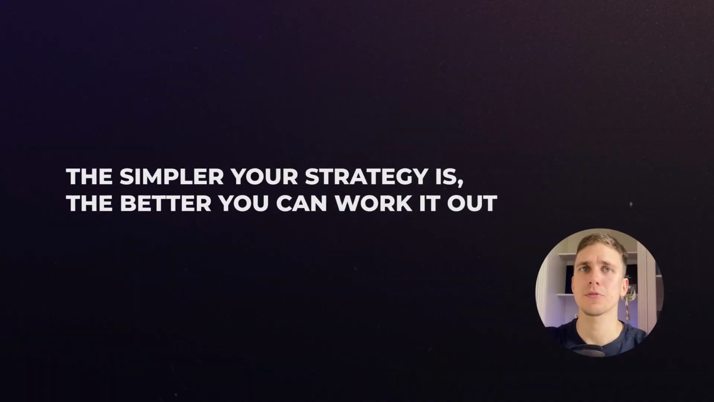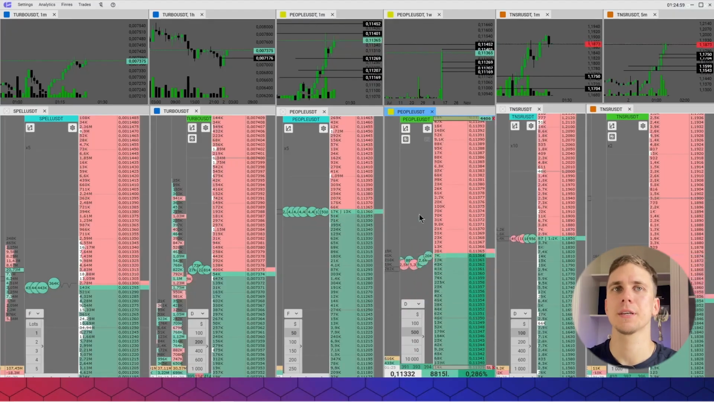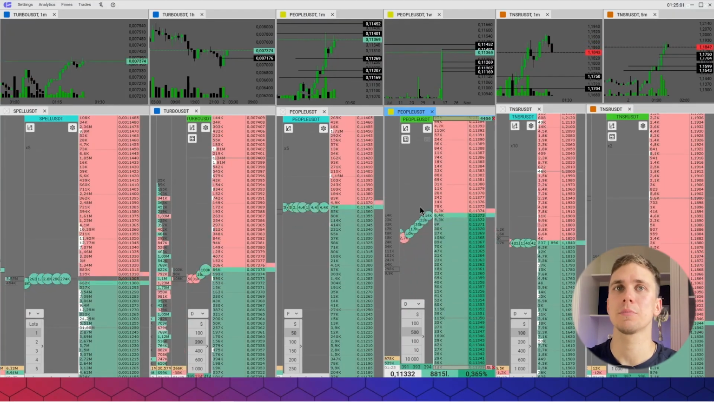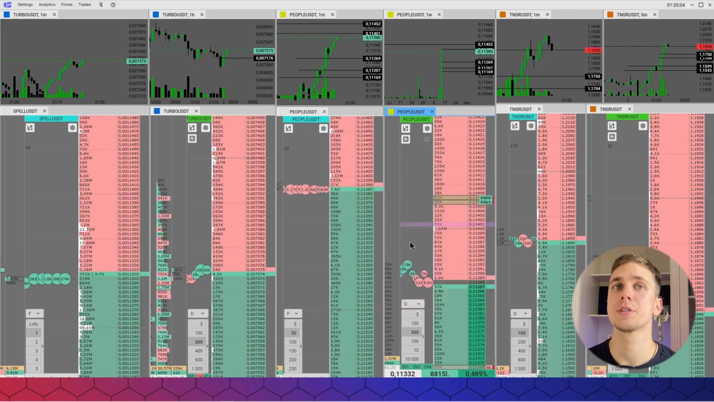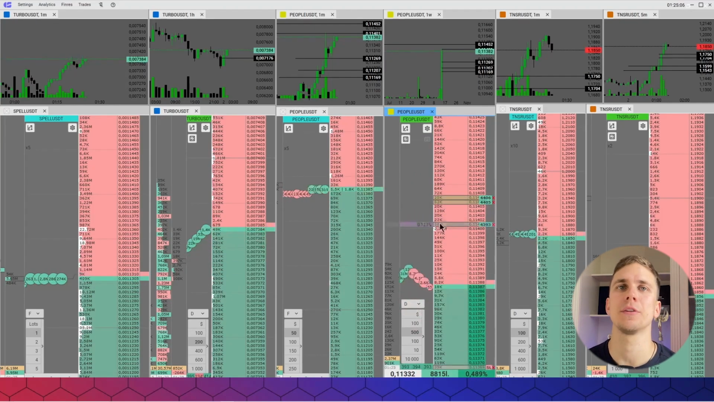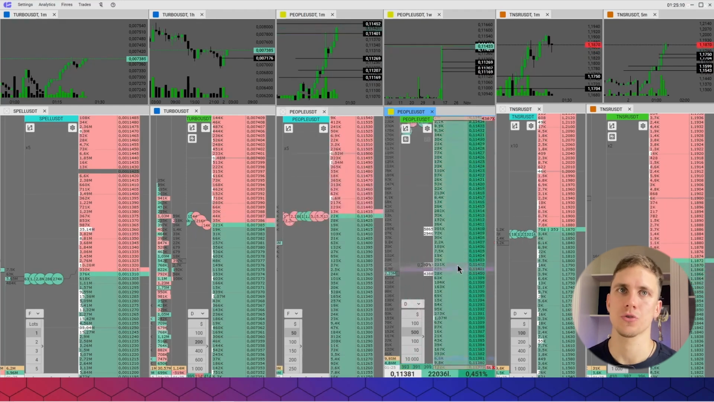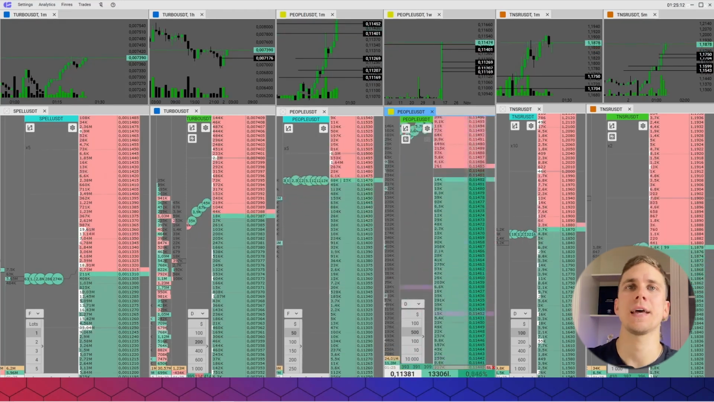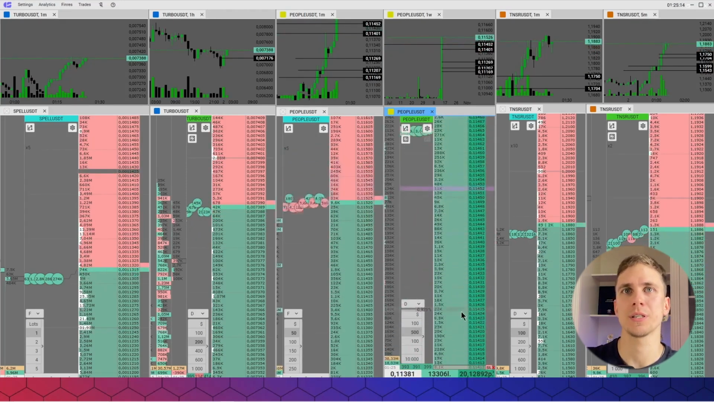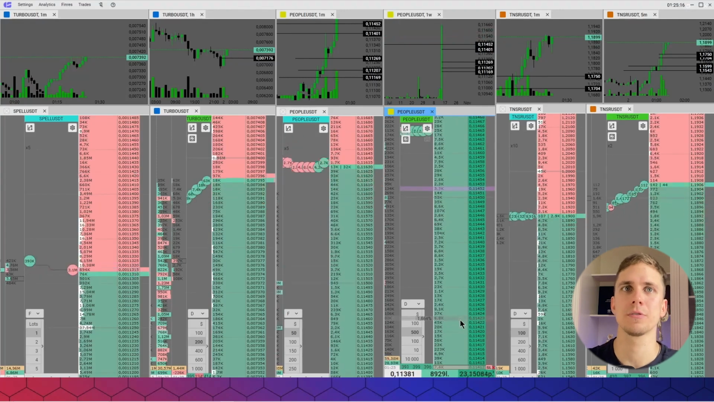The simpler your strategy is, the better you can work it out. The example of a classic breakout. PEOPLE USDT instrument has been pumping for a whole day, and on the 1 hour time frame I noticed ideal extremums. I opened a small position to control the trade, then I added the core position and we see the impulse. The really good impulse.